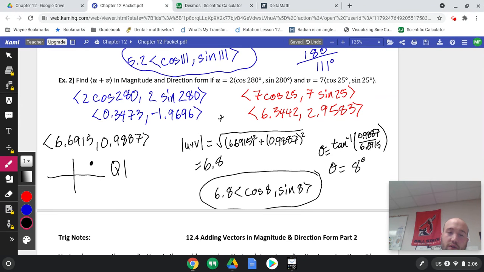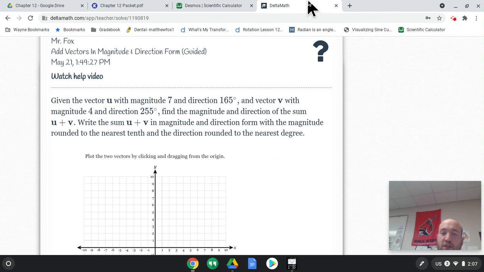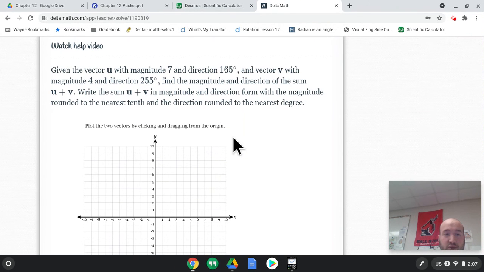So before I let you go, we'll do the back tomorrow for part 2. But before I let you go, take a look on Delta Math today. It's going to walk you through these. They're a little tough, so it's going to walk you through step by step. There's some checkpoints along the way.